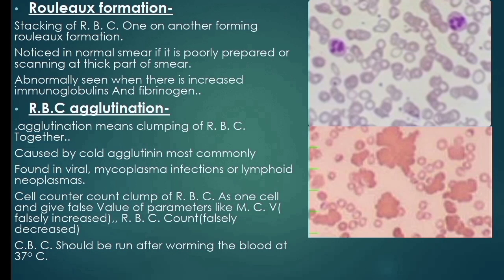RBC agglutination. Agglutination means clumping of RBC together. They are caused by cold agglutinin most commonly. They are found in viral and mycoplasmal infection or lymphoid neoplasms. The cell counter counts the clump of RBC as one RBC and gives false values of parameters like RBC count and MCV. So CBC should be run after warming the blood at 37 degrees centigrade.